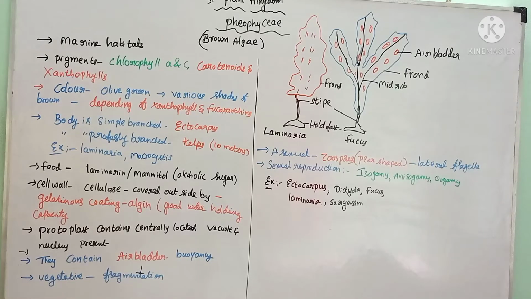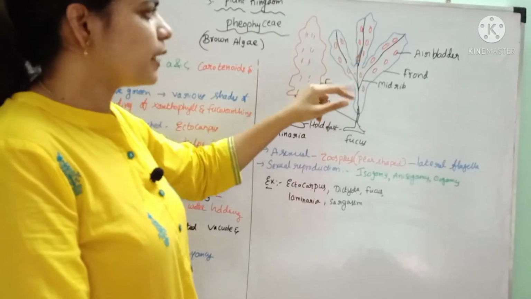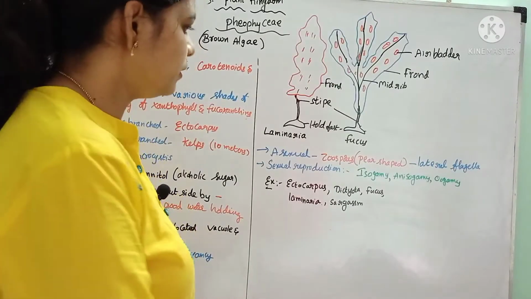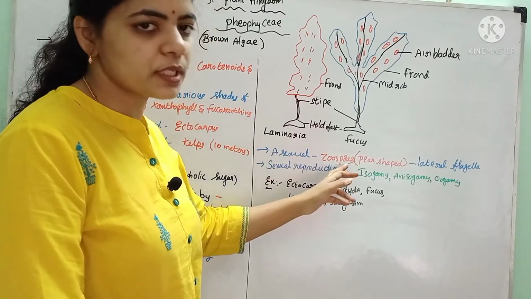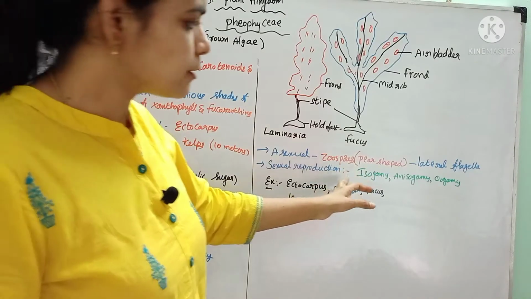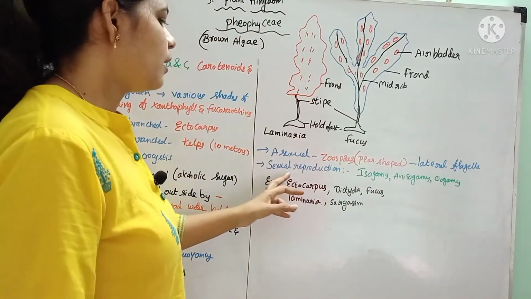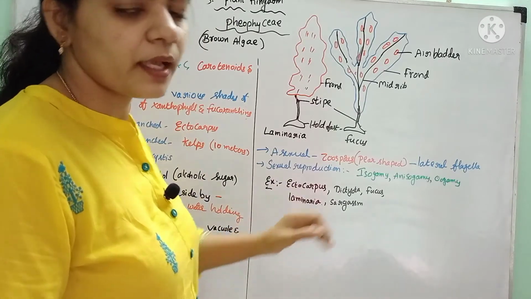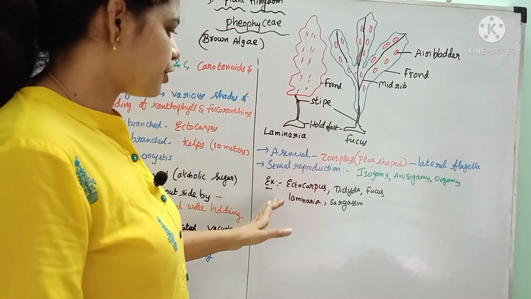And they reproduce by fragmentation. We know what fragmentation is. If any part of the algae is broken, the cut part will grow into a new algae. And asexual reproduction is by zoospores. These zoospores are pear-shaped structures and they consist of flagella. Laterally arranged flagella are present in these. And sexual reproduction is by isogamous, anisogamous and oogamous type of reproduction.